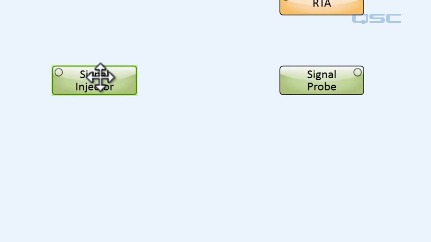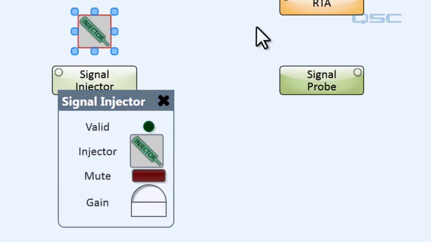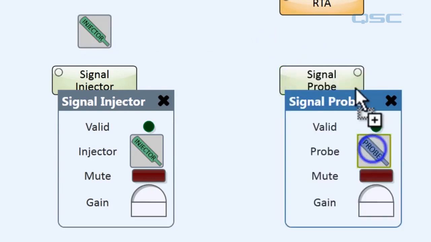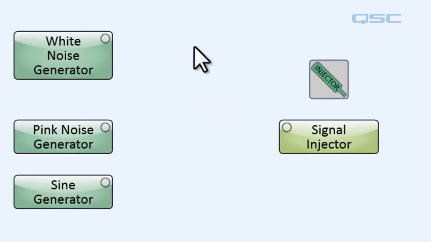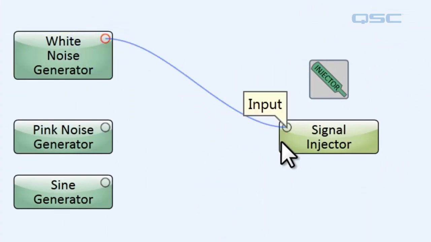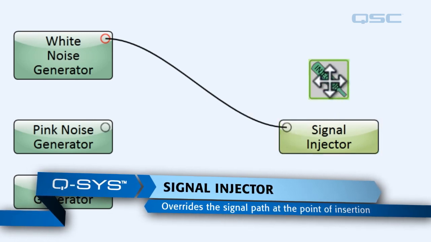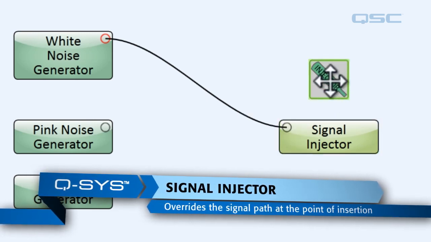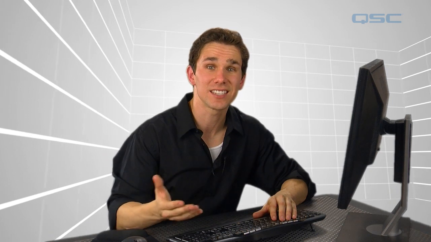Inside their components, you'll find these little diagonally labeled tools, which you can drag into your schematic and attach anywhere in your signal flow. Let's do that. Close these up. Now first, we're going to wire our white noise generator to our signal injector, and now we can use our injector tool to inject this audio into our signal path. And what this means is that the injector is going to override any other audio at the point of insertion and then send out whatever audio is connected to the signal injector. At this point, it's our white noise.